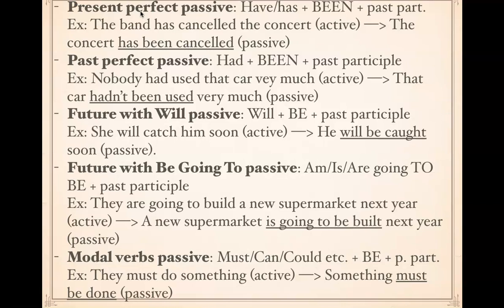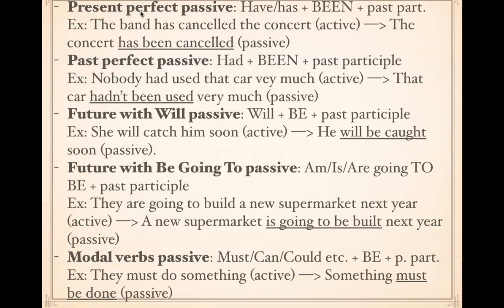The future with to be going to is composed by am, is, are going, then the verb to be, and the past participle. So the active is they are going to build a new supermarket next year, and the passive is a new supermarket is going to be built next year.